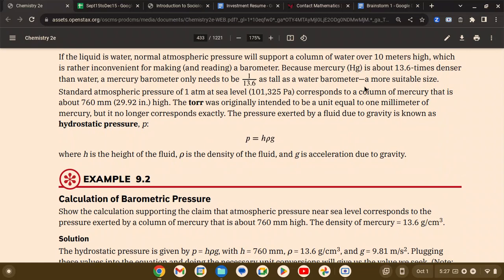The pressure exerted by a fluid due to gravity is known as hydrostatic pressure, P, where P equals h rho g, where h is the height of the fluid, rho is the density of the fluid, and g is the acceleration due to gravity.